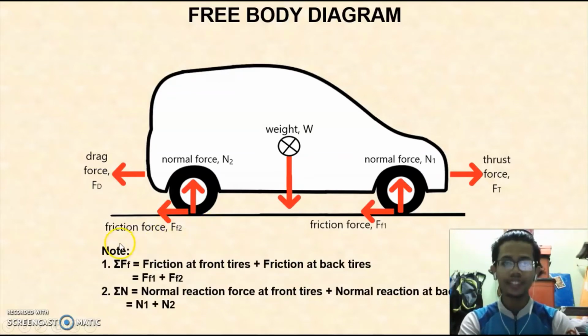Now, there are some reminder notes that we put in this equation. The first is that the total friction force is equal to the friction force at the front tire plus the friction force at the back tire, so it is equal to friction force 1 plus friction force 2. The second is that the total normal reaction force is equal to the normal reaction force at the front tires plus the normal reaction at the back tire, so it is equal to normal reaction force 1 plus normal reaction force 2.